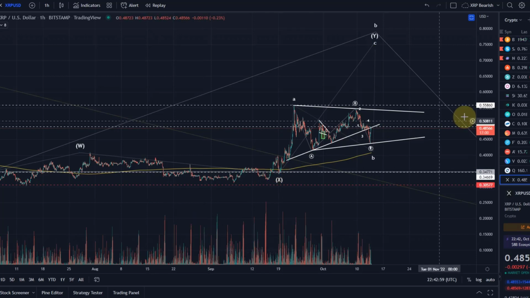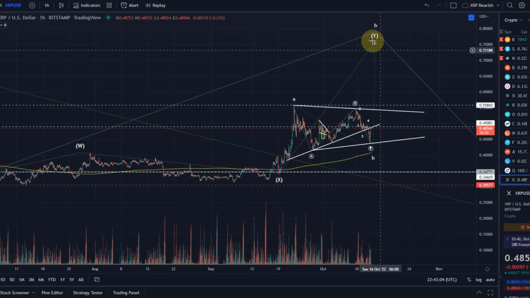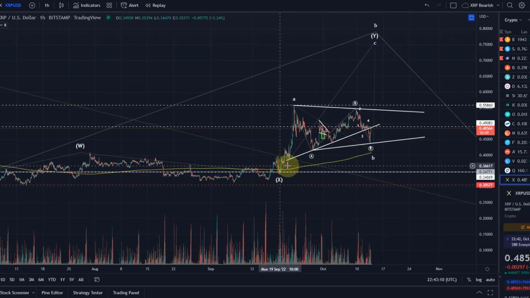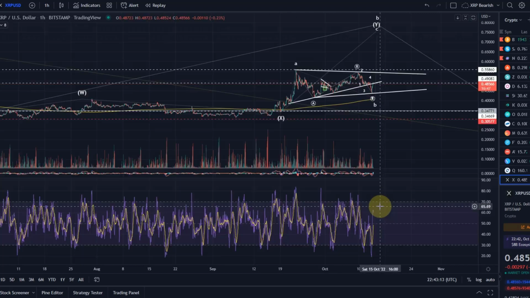We want to see the breakout above 49 cents and then the 55.8 cent level, and then we can get into that region around 76, 79 to 80 cents. So that's my best view of the XRP chart at the moment.